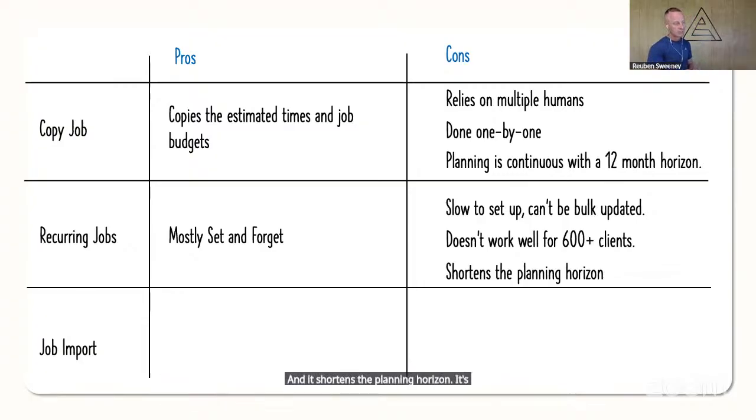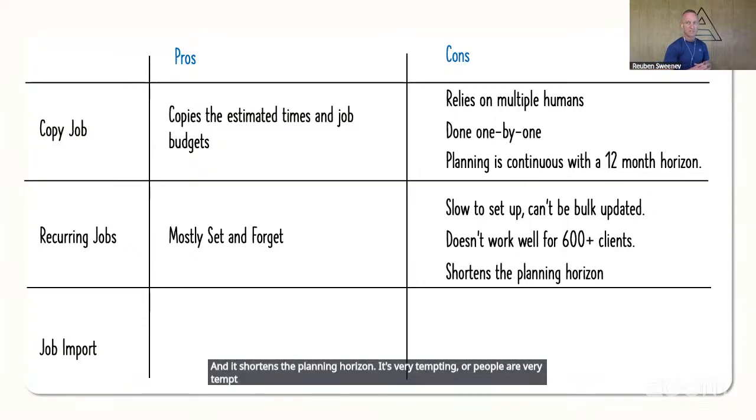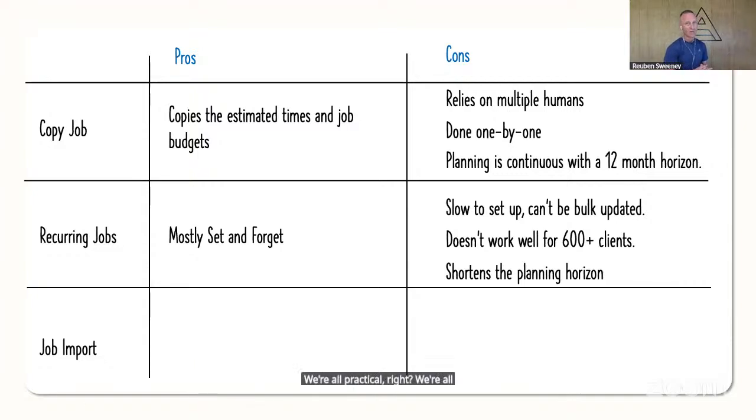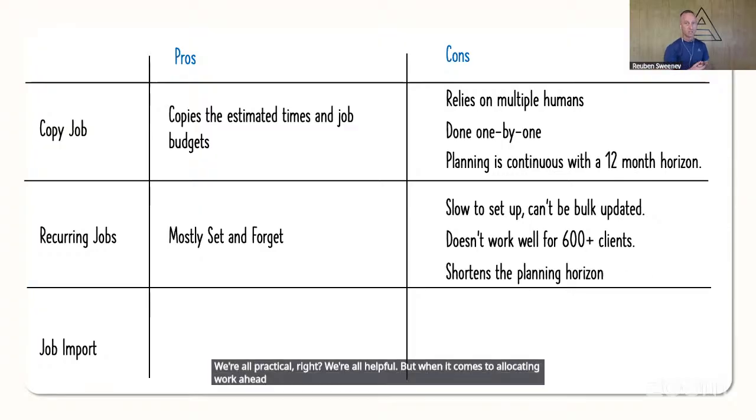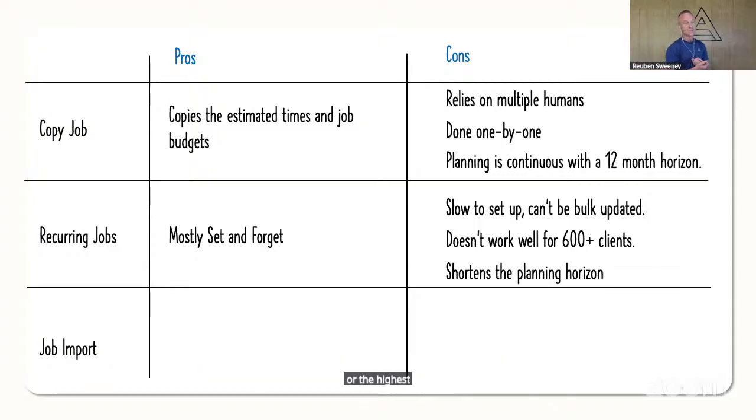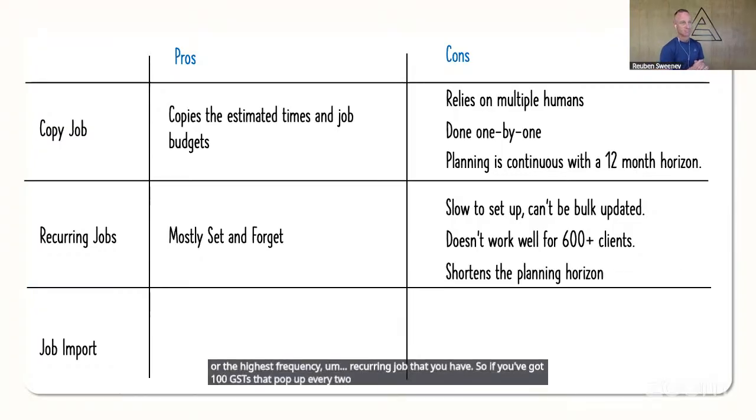People are very tempted when setting up recurring jobs to reduce the frequency of those jobs. A common example is GSTs. They'll set up a recurring job that recurs every 2 months for GSTs. And on the surface, that sounds real practical, right? Real helpful. But when it comes to allocating work ahead to people, it means your planning horizon is very, very short. And so as a business, it's quite hard to look beyond the highest frequency recurring job that you have. So if you've got 100 GSTs that pop up every 2 months, there's 200 hours of work probably there that is unplannable beyond 2 months.